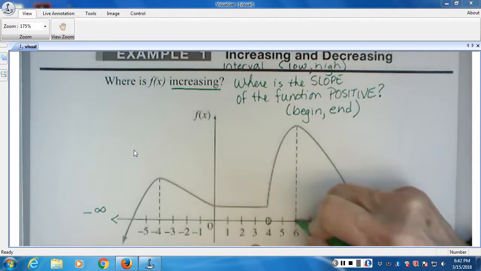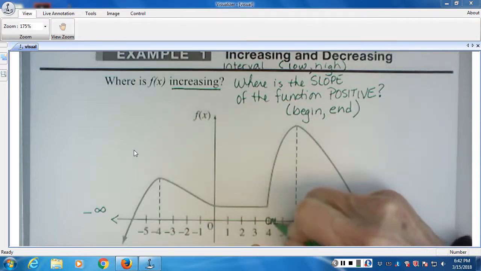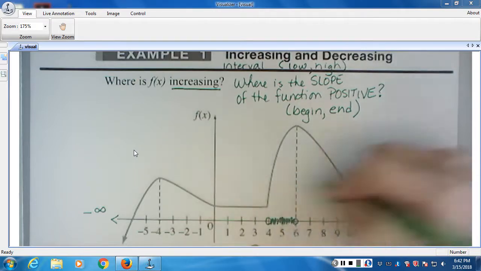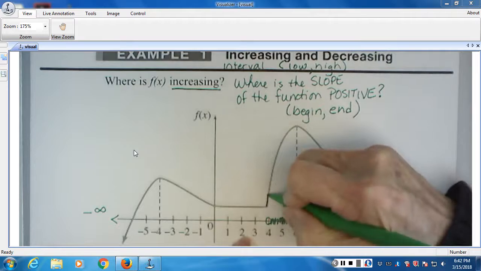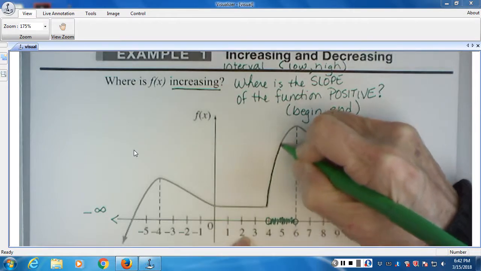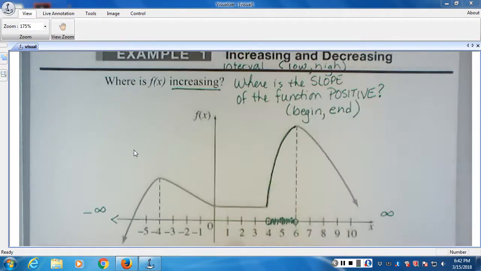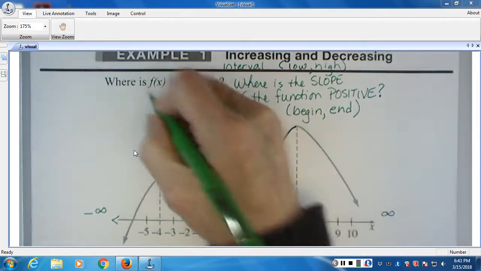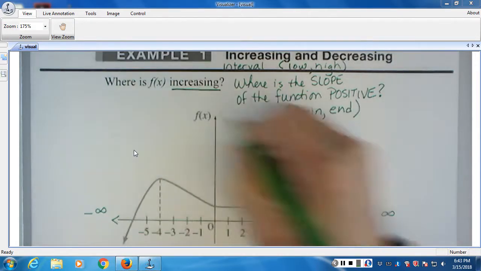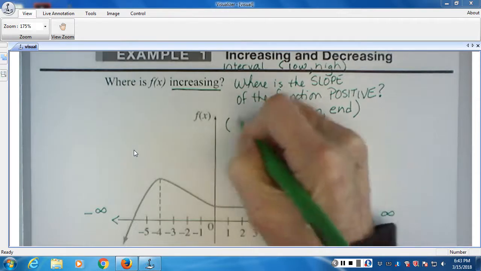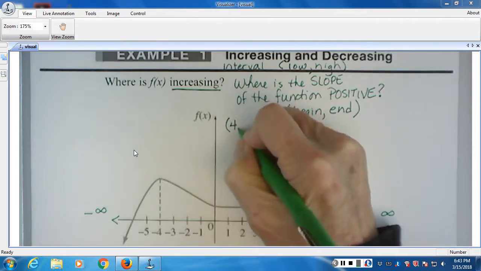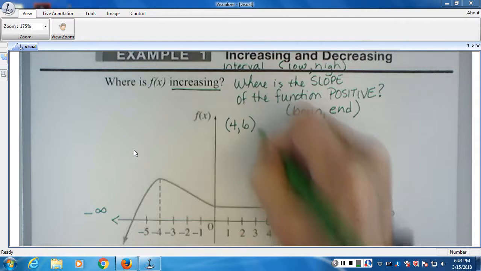to +6. It is increasing for those x values, and the reason that we know it's increasing is when we go from x equals 4 to x equals 6 on the graph of the function, we moved up. Okay? It went up. So one of the intervals where it's increasing is from +4 to +6.